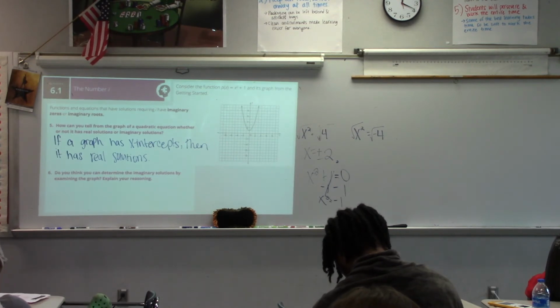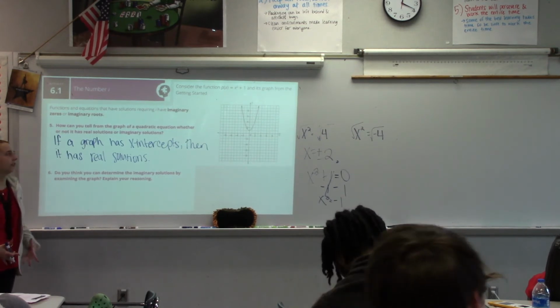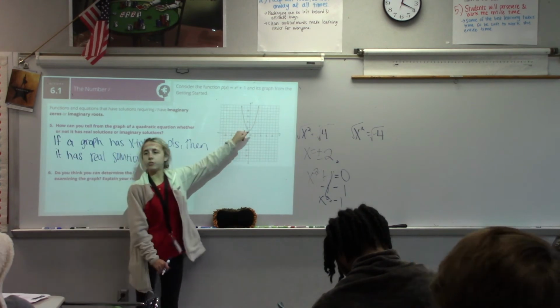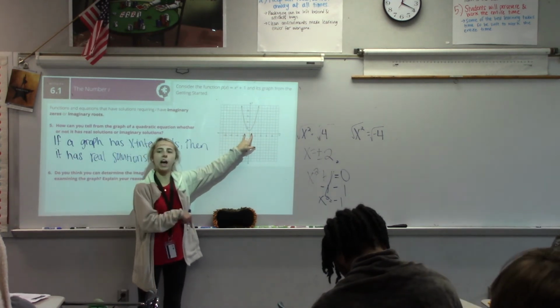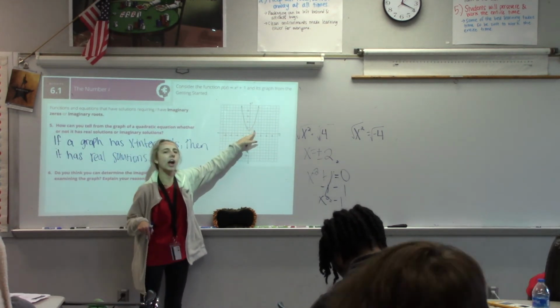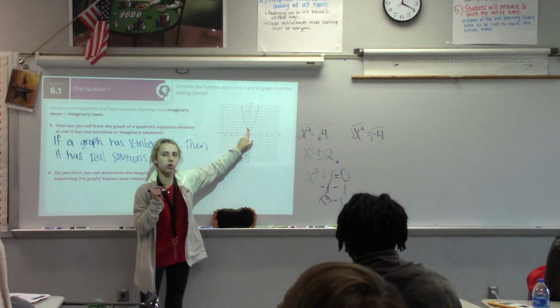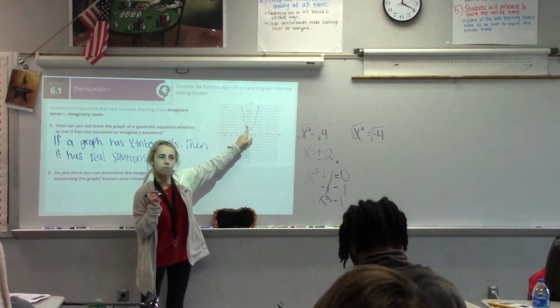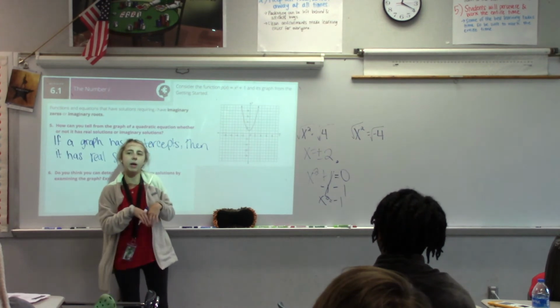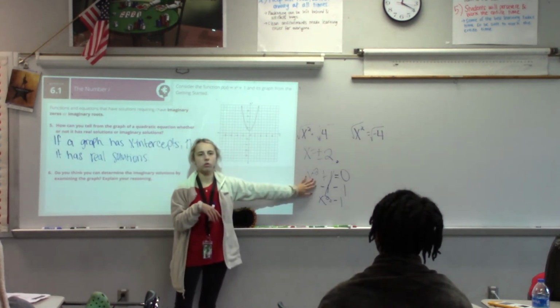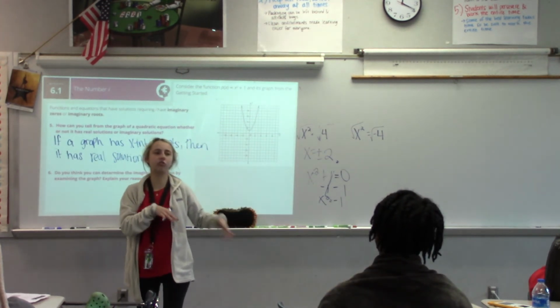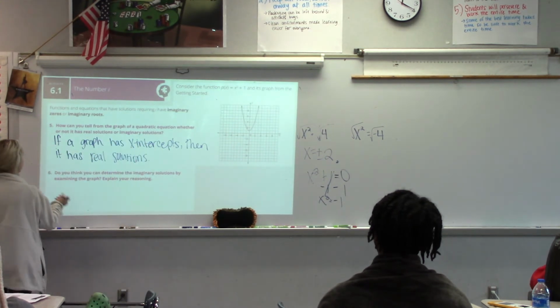So number 6 asks us, can you determine what the imaginary solutions are? If we looked at this graph, you would say, okay, no real solutions, it's got to have imaginary. Well, can I look at this graph and tell you what they are? How did we find the imaginary solutions? We had to find those imaginary solutions algebraically, which I think is all it's saying here.